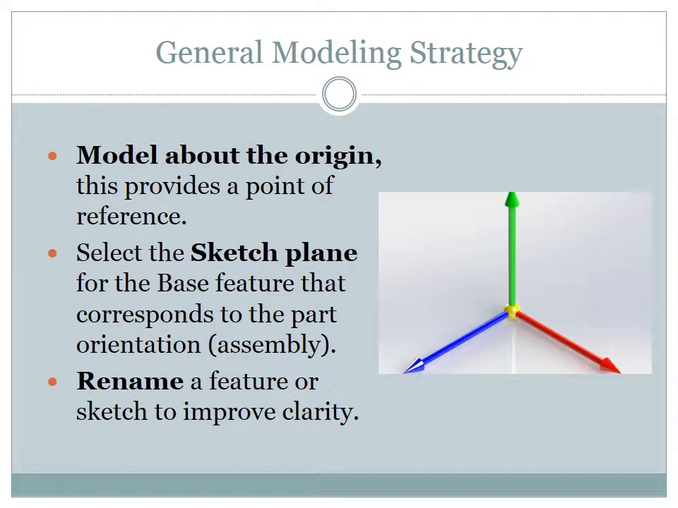Rule number 3, model about the origin. This provides a point of reference. Select the sketch plane for the base feature that corresponds to the part orientation of the assembly. Rename a feature or sketch to improve clarity.